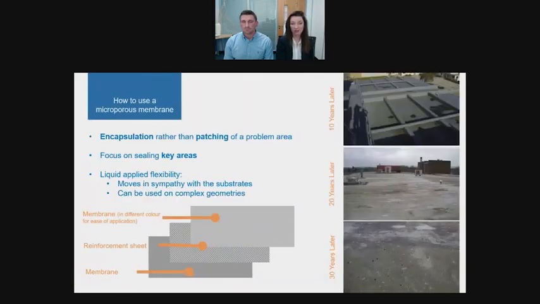Brilliant. So now we've spoken about what microporous membranes do, we just want to look at how they work. So fundamentally, you use a membrane to encapsulate a problem area, sealing it and protecting it. And this is rather than just patching it up, for example. Plus, because these membranes are liquid applied, you can use them on even complex geometries. And as well as this, thanks to the reinforcement sheet that you can see in the middle, they are able to flex with the substrate beneath.